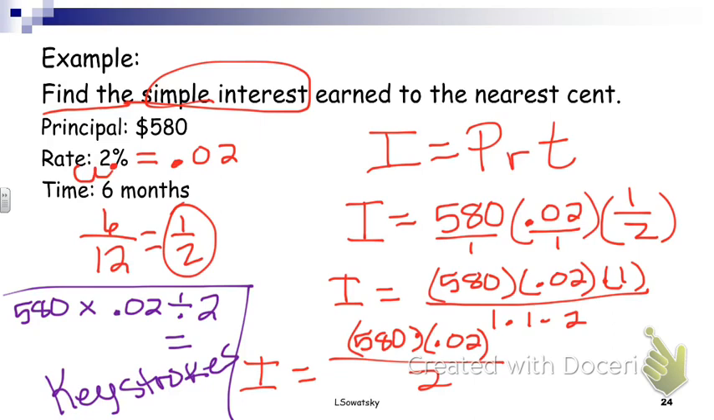Some people get all worked up about the dividing part of it, and don't let it confuse you. Because remember, it's in the denominator. If you're multiplying by 1/2, that's the same thing as dividing by 2. So if I take in my calculator 580 times 0.02 divided by 2 equals, remember to make it look like money, don't put 5.8, put $5.80. So that means after 6 months you will have earned $5.80.